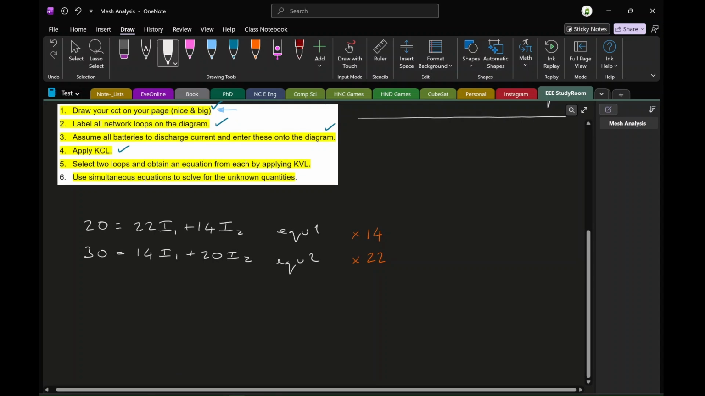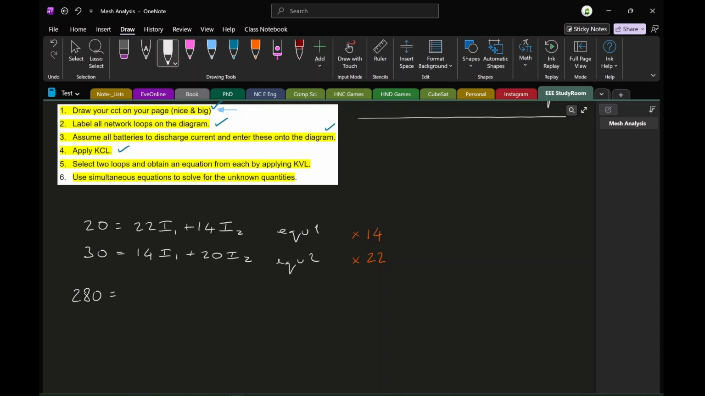So 14 times 20 is 280. Times 22 is 308. Not forgetting to write in my terms. And then times 14 is 196. So that's me completed the operation of multiplying each term, or each set of digits, by 14. I'm going to carry out the same process through equation 2. That is, multiply everything by 22 along the line. So we'll end up with 30 times 22 is 660. 22 times 14 is 308. I'm expecting that to happen because what I've chosen to do is eliminate I1. And then 22 times 20 is 440.